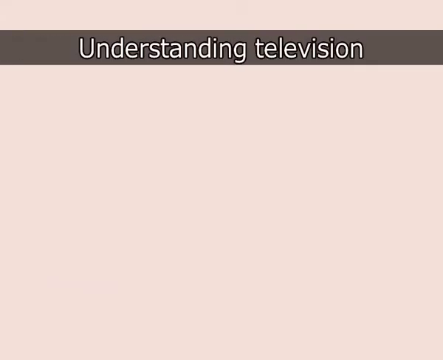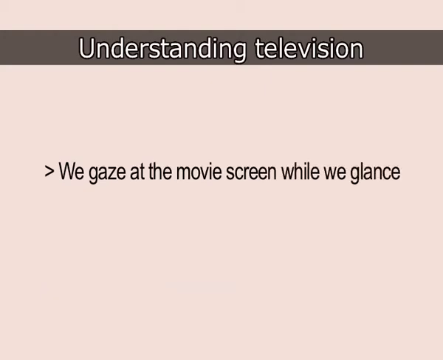Whereas when we are watching television, it is on a small screen, which is usually in your living room, and the lights are on, people are working, maybe the calling bell is ringing, and in the other corner of the house the pump is running, so all kinds of sounds, all kinds of distractions. So you never give your full attention to whatever is happening on television. So we may say that while we gaze at the movie screen, we glance at the TV screen. It can grab only a part of our attention, not our full attention. So this is one important difference.